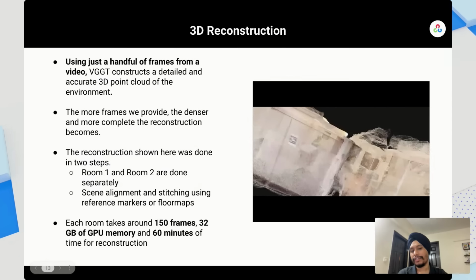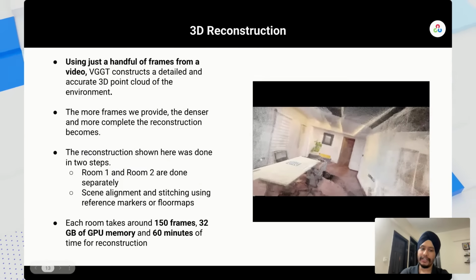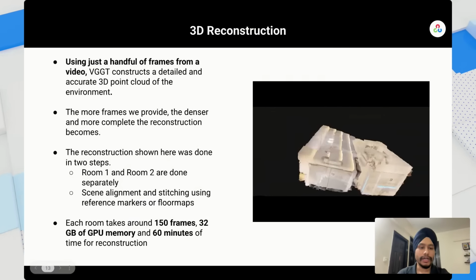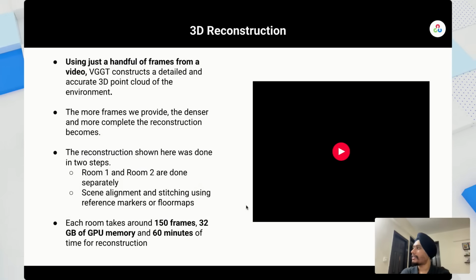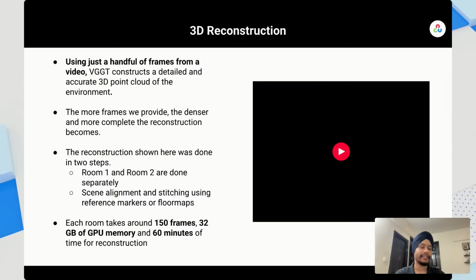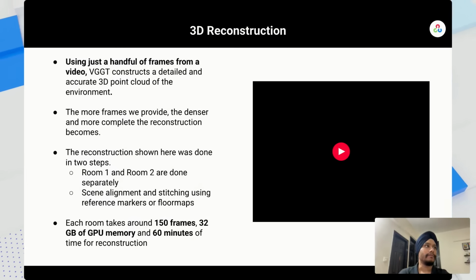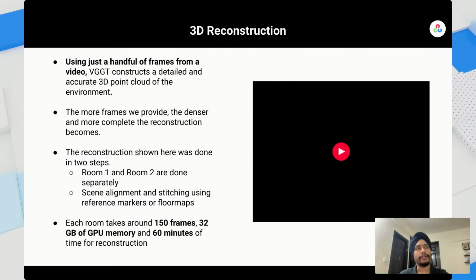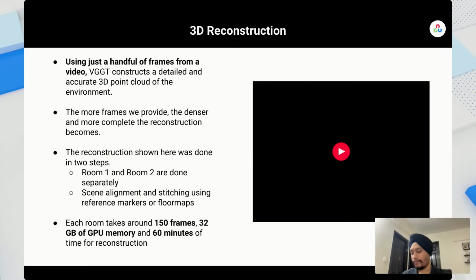And what we have done over here is, in this reconstruction, we have done two rooms separately: room one was done separately and then room two was done separately, and then we have tried to attach them together, right? Why we have done that is because at the training point, it requires a lot of RAM computation. Is it RAM or GPU memory? GPU memory. Okay, so VRAM. Yeah.